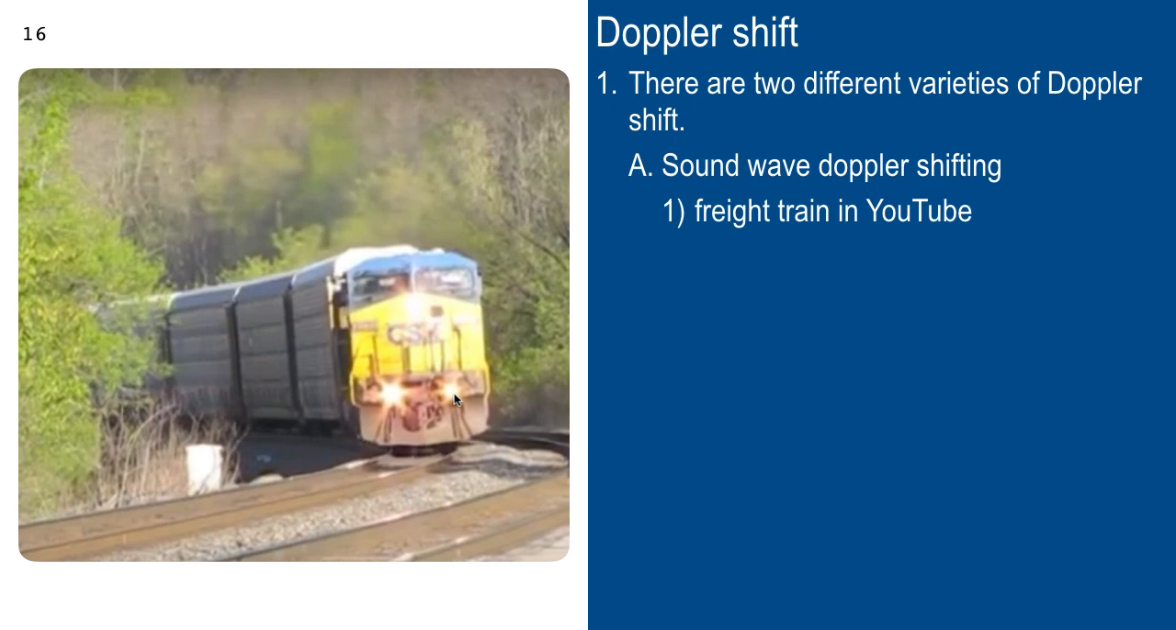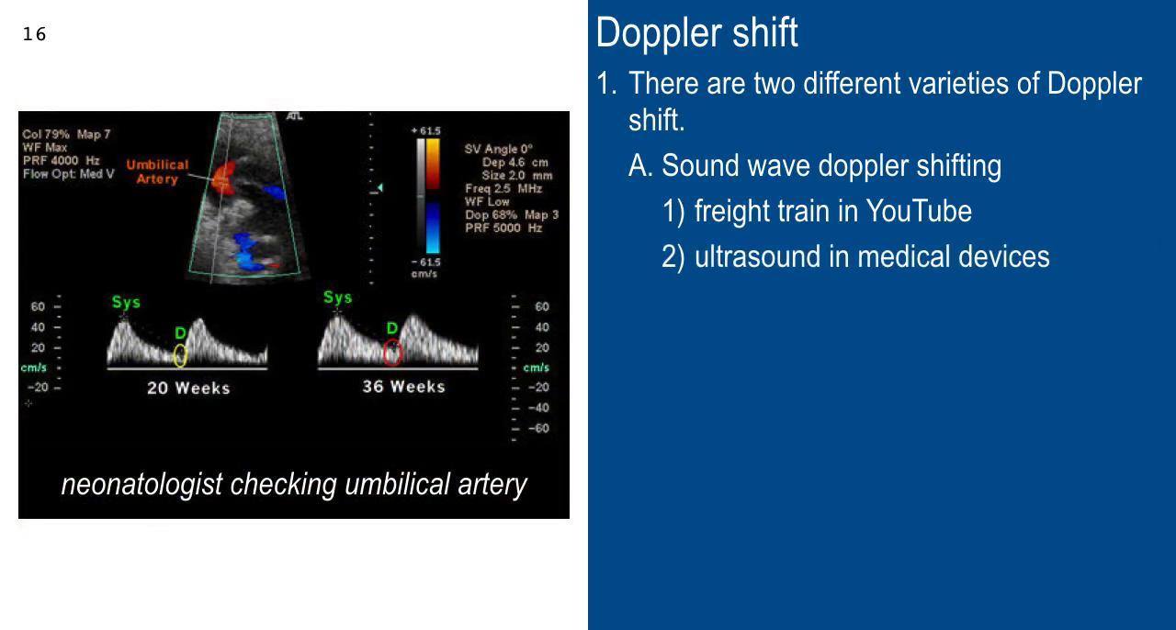And that's the stuff that, at least in my lecture, we listened to a freight train on YouTube. As the train passes by the guy with the camera, the horn goes from a higher pitch to a lower pitch. So approaching, it has a high pitch. Receding from the observer has a lower pitch. Now that's it for freight trains.